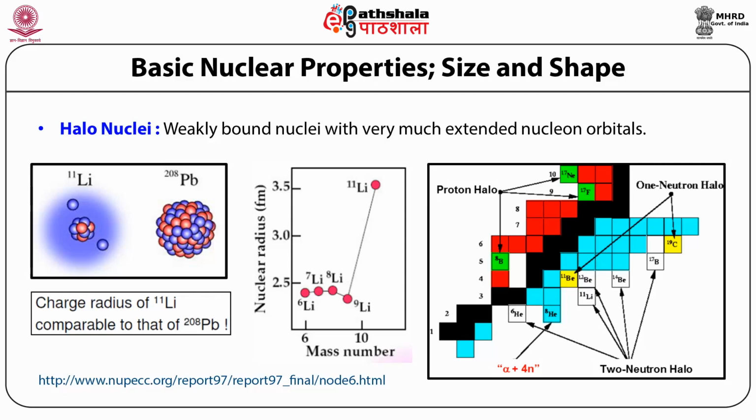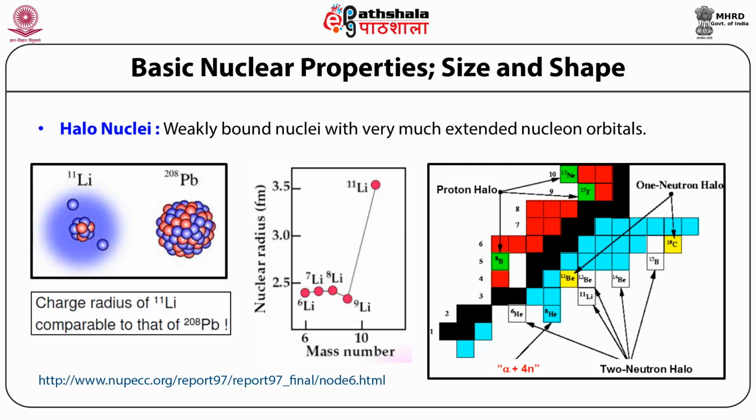Now here on the left hand side we can see a picture in which a comparison is made between 2 nuclei, that is 11 lithium and 208 lead. You can say that 11 lithium is found to have almost the same length of charge distribution as we have found for lead 208. Lithium has a total number of nucleons equal to 11, and in lead the total number of nucleons is equal to 208. So a very small nucleus like 11 lithium has an extended charge distribution equivalent to that of lead.